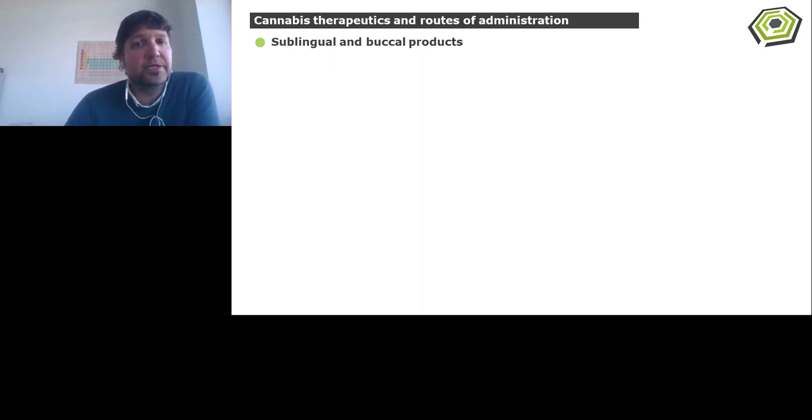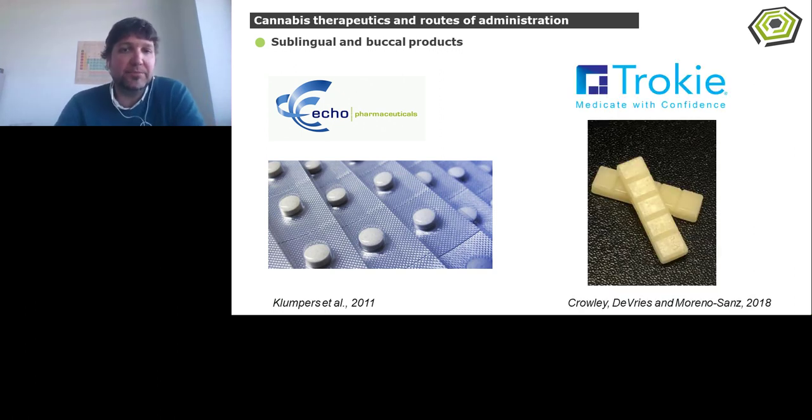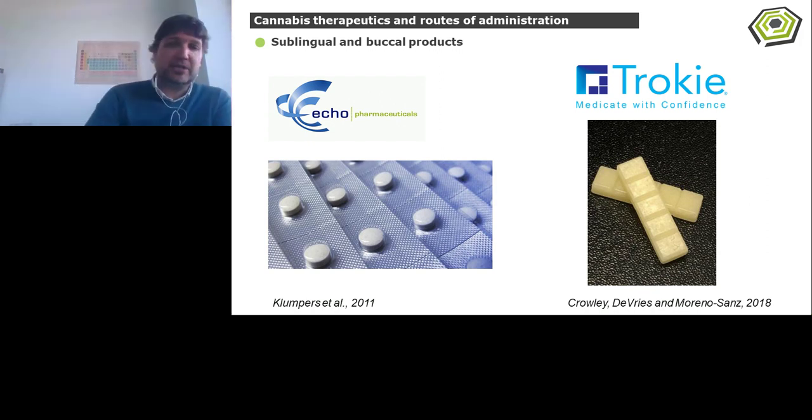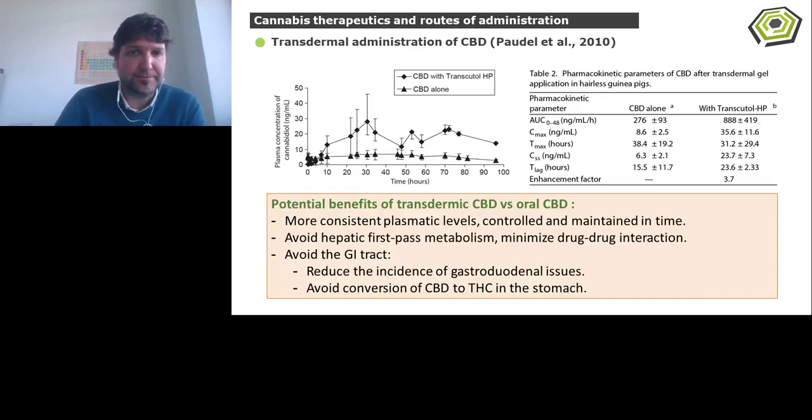Sublingual or buccal products such as Sativex have a faster absorption through the oral mucosa, and have much less first pass metabolism, so they don't get degraded in the liver so much. A couple of examples are Eco Pharmaceuticals in the Netherlands, and a California-based company called Troche that develops these tablets. You can read more about this formulation in the paper we published in Frontiers in Pharmacology last year in August.